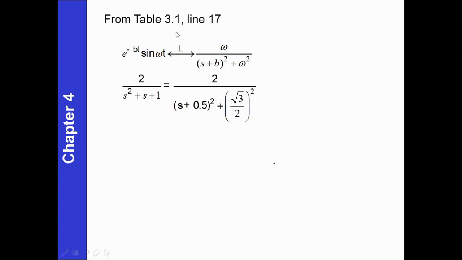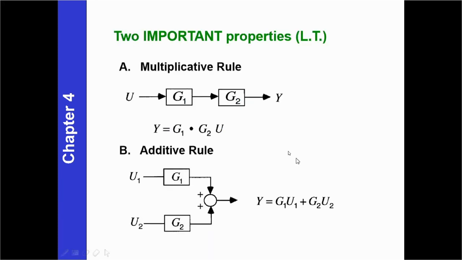And from there, if we apply the Laplace transform in table 3.1, line 17, we obtain for e to the power of minus pt sine omega t, the Laplace transform omega over (s plus p) squared plus omega squared. And the roots of s for s squared plus s plus 1 are given by s plus 1/2 squared plus root 3 over 2 squared. So that is the definition of transfer functions with respect to the output and the input.